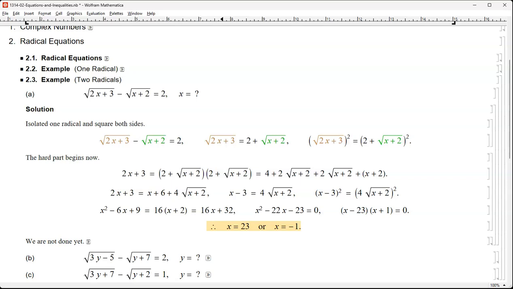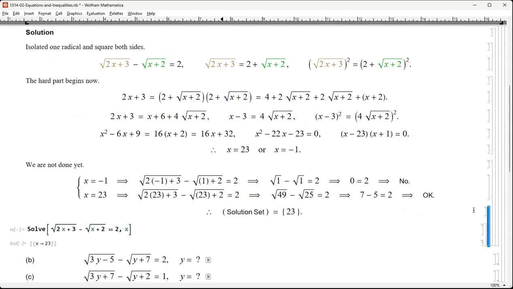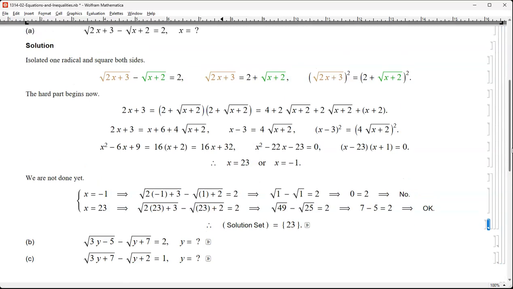You have to plug x equals 23 into this, and x equals negative 1 into this, and then run your calculator to see if you get equality. If you do that, it turns out x equals negative 1 is not a solution. x equals 23, yes it is. And indeed, you get 23 as the solution if you run a computer algebra system.